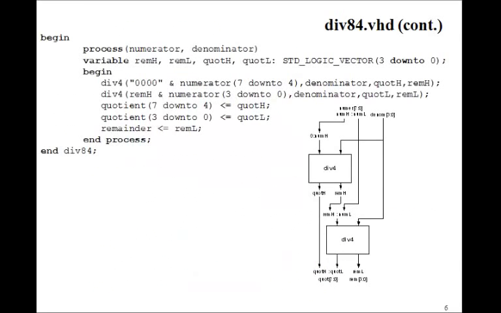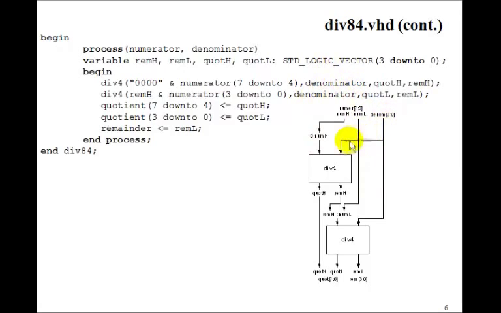So to get our 8-bit one, we need to just call this twice according to this diagram we have here. So the process will be numerator and denominator in the sensitivity list. We'll have variables for remainder high, remainder low, quotient high, quotient low. Those will all be 4 bits. And then we just call div4 twice. The first div4 will implement this one, where we want 0 numerator high coming in for the numerator. So we have 0, 0, 0, 0 concatenated with numerator 7 down to 4. That will be this one.